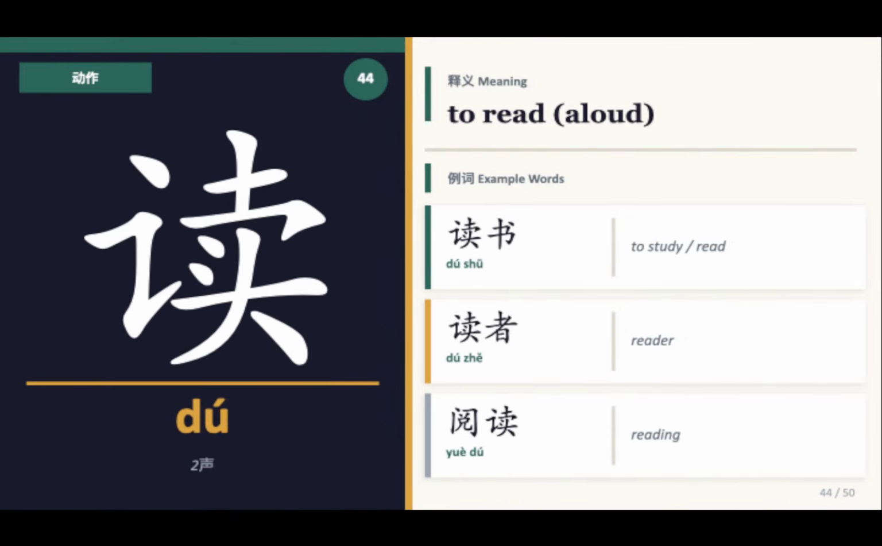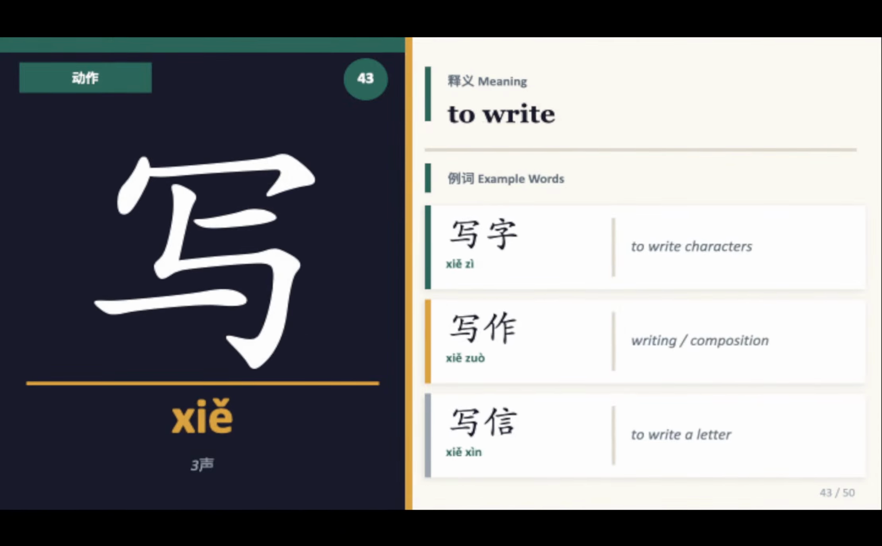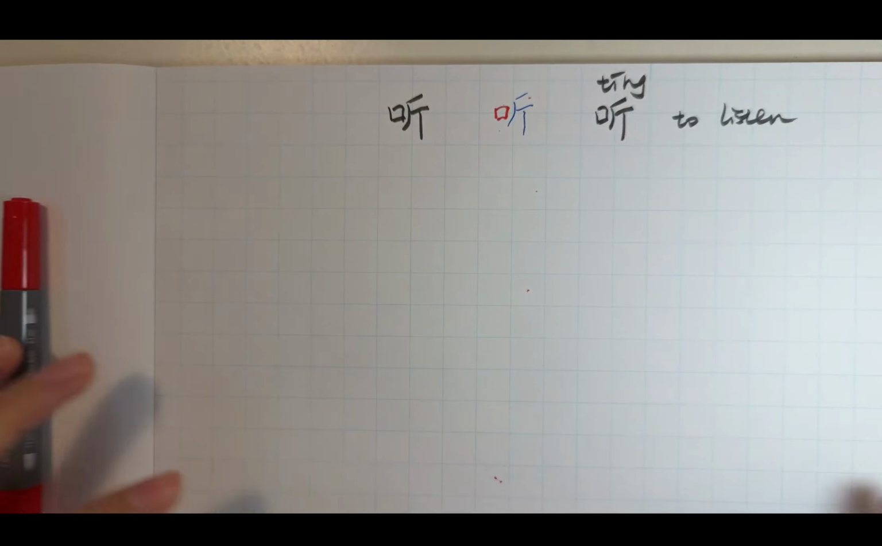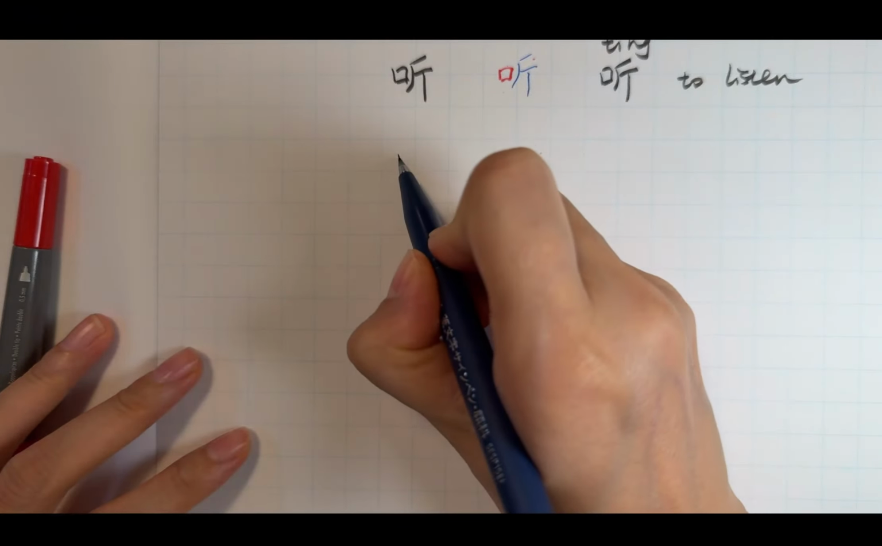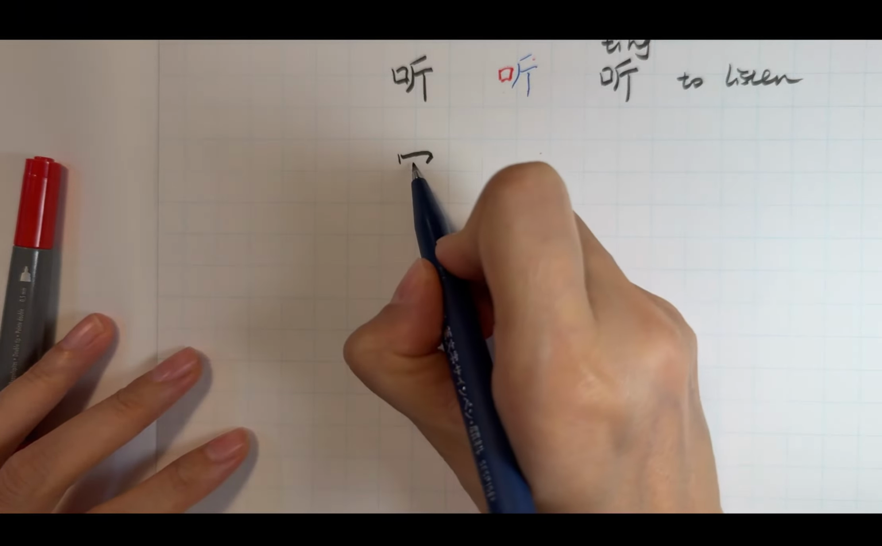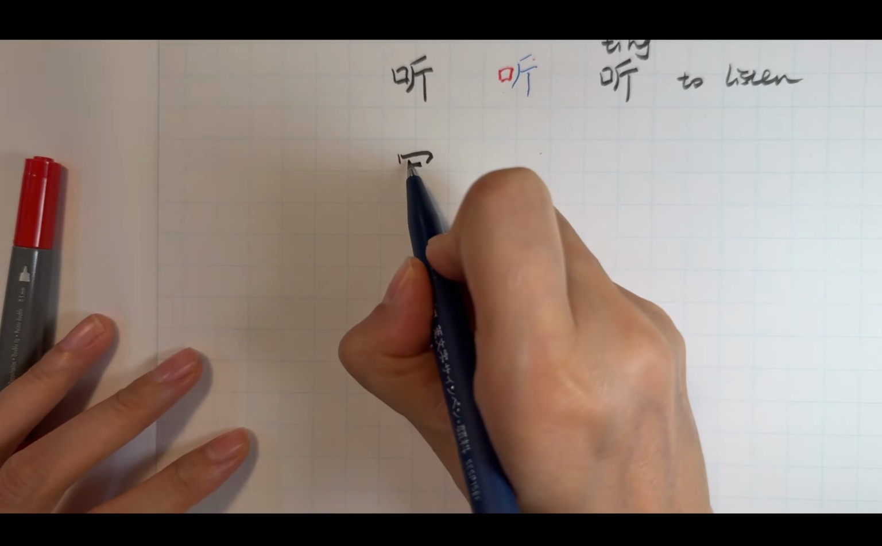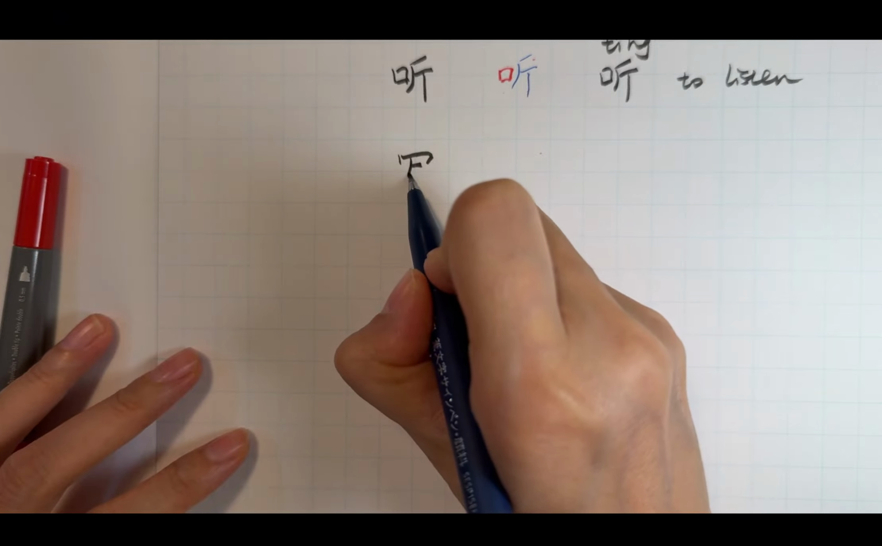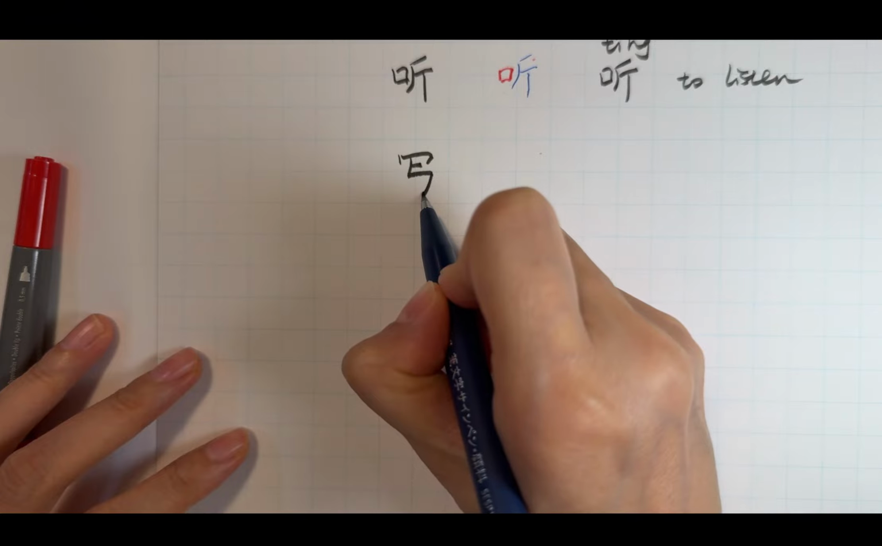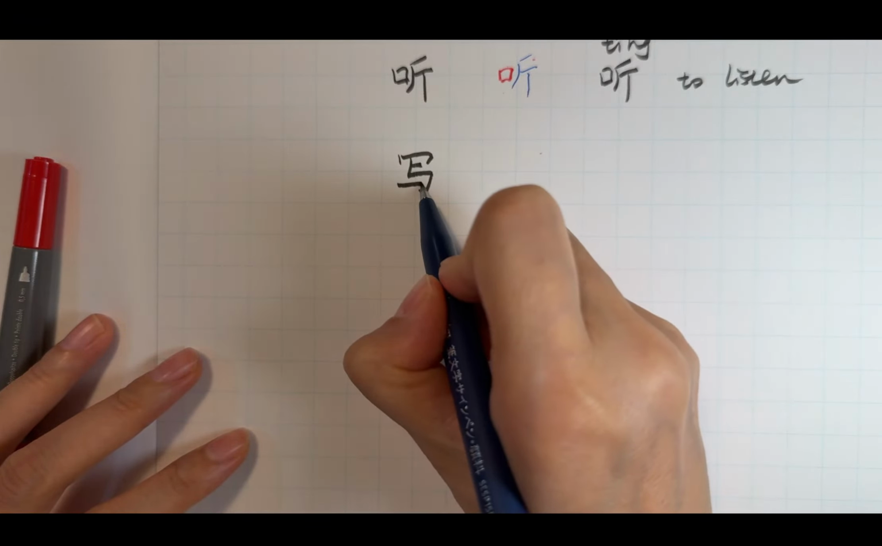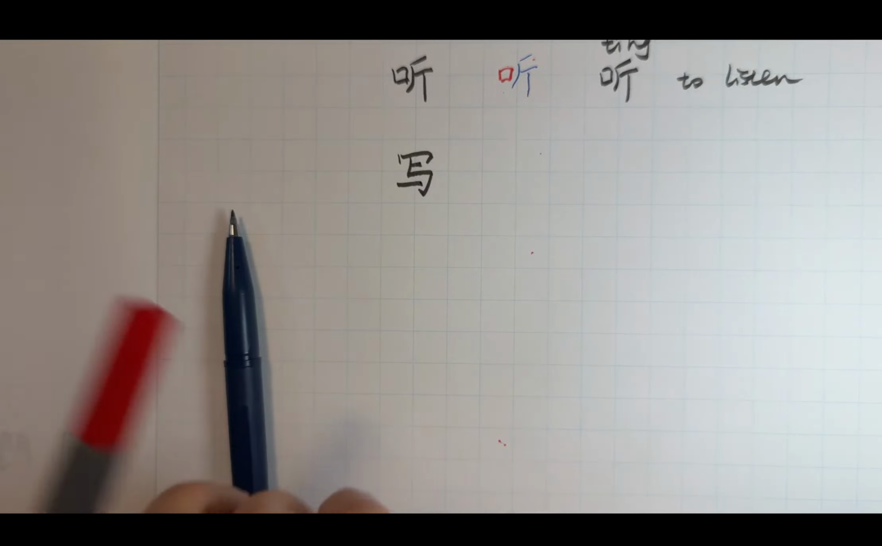And the next one, we have 写. 写 is to write. 写字，我们正在写字, to write characters. 写作, writing. 写信, to write a letter. Okay, so let's see how to write the 写. We write the top part first, followed by the 横, and this part is a bit tricky. 竖、横、折、钩, and then another 横 horizontal stroke. So write this first.